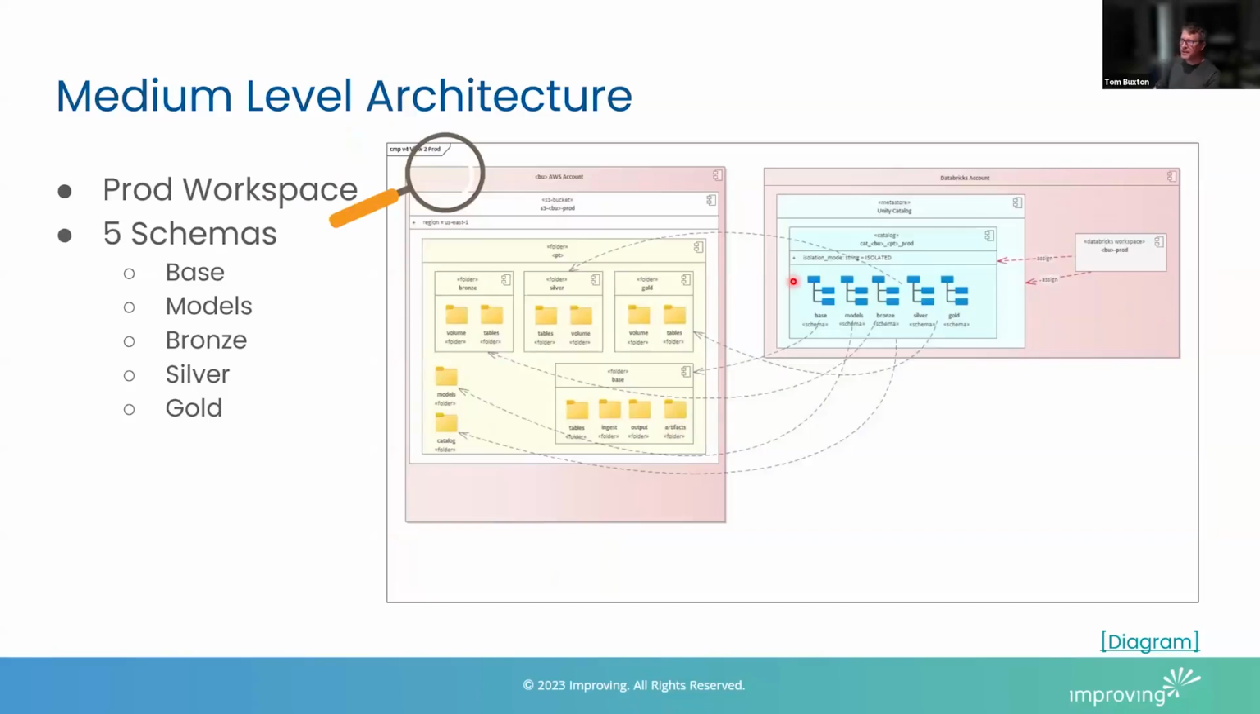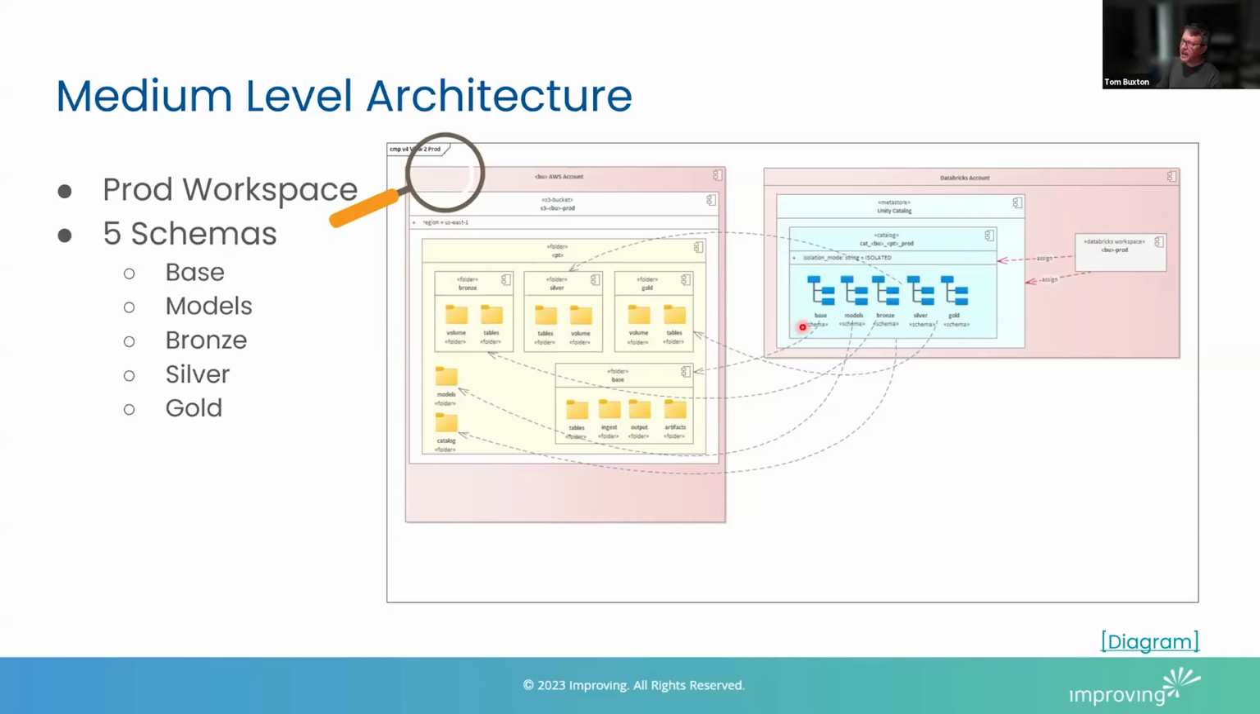So that's high-level architecture. Let's dig a little bit deeper and look at what that looks like at a medium level. In this sense, we're still looking at our prod workspace. And this time we've opened up our catalog. We still have 3 environments, but we're actually just showing the prod environment here. So once again, we've bound our workspace to our Unity Catalog metastore, and we've bound it to our catalog.